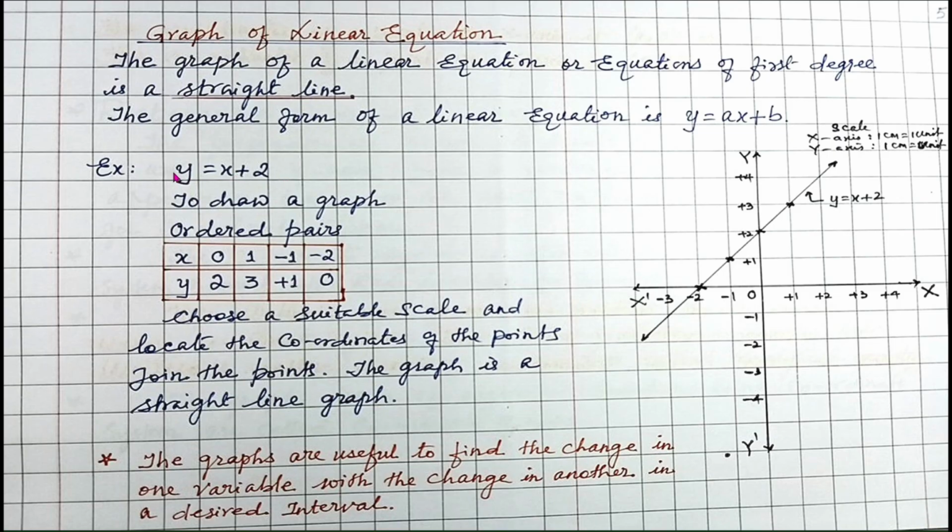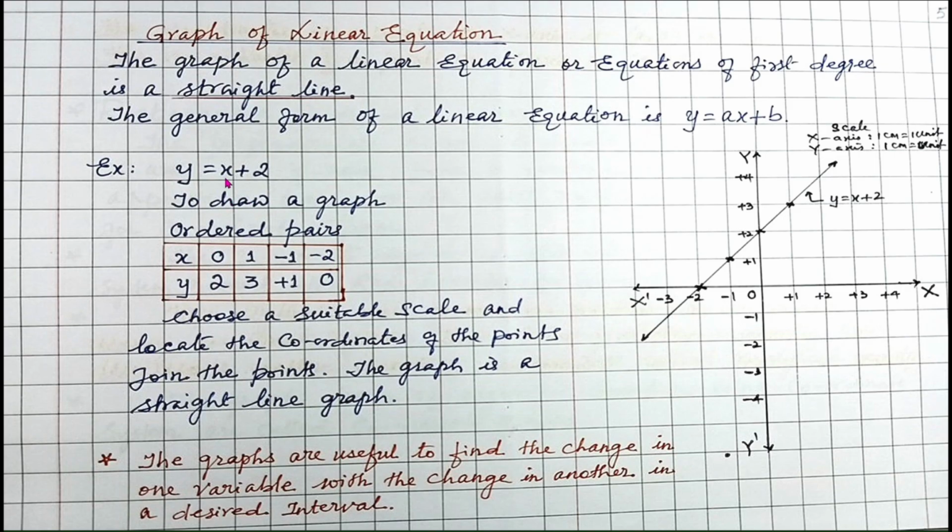Now to understand how the graph of a linear equation is a straight line, let us take an example. Y is equal to x plus 2 is a linear equation in two variables. Now to draw a graph we require ordered pairs. To draw a line, a minimum of 2 ordered pairs are required, but here I have taken 4 ordered pairs. Let us see how these ordered pairs are found.